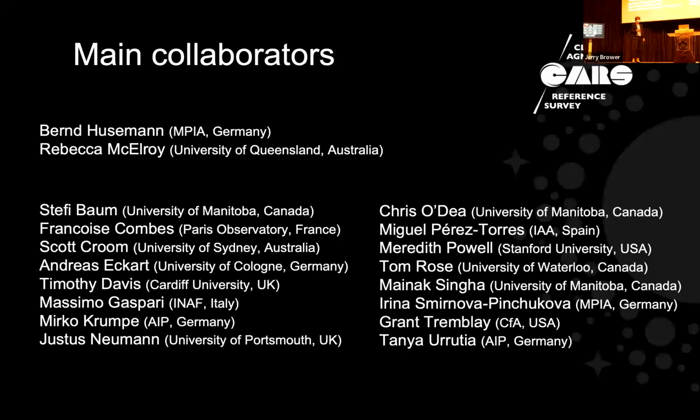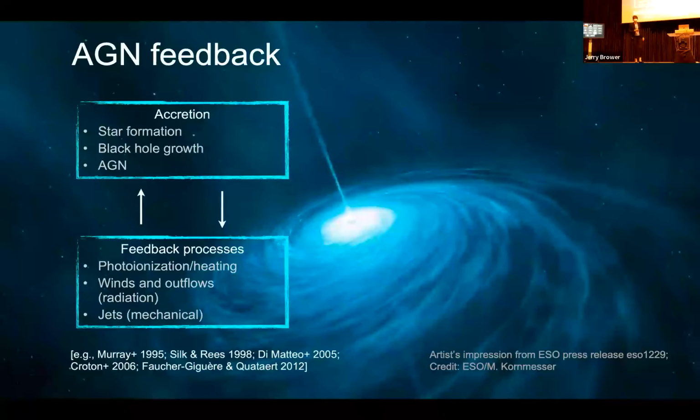So the primary objective of the CARS survey is to really look into the details of AGN feedback by using a multi-wavelength approach and also a spatially resolved approach using IFU data. And since it's a bit more of a broader audience, I thought I would spend a few very basic words on what actually AGN feedback is.